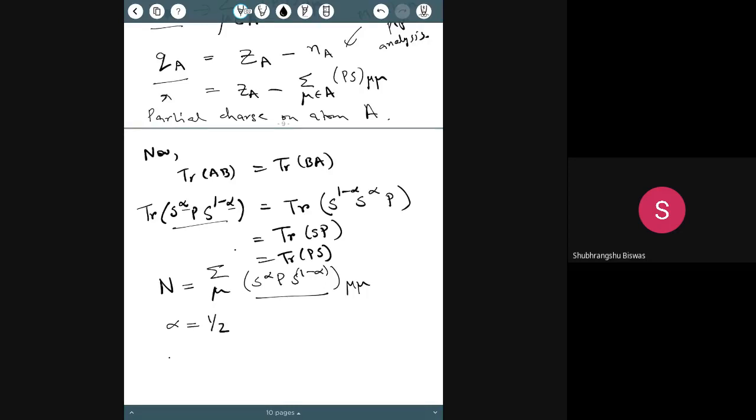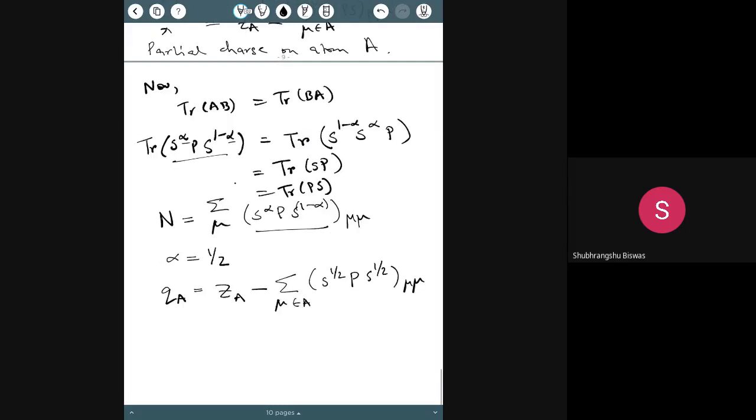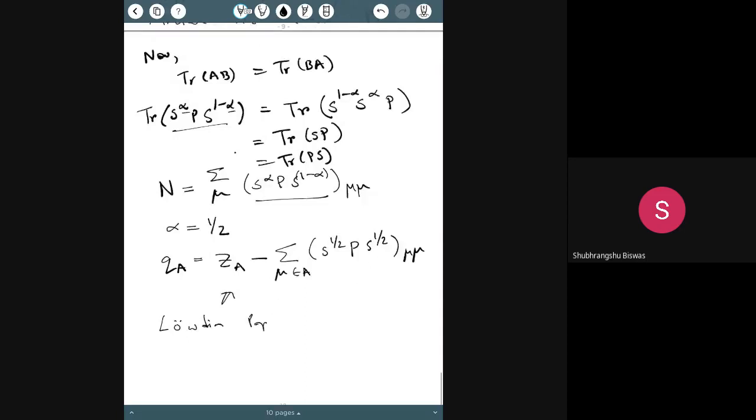And then the partial charge on an atom A is its nuclear charge minus the sum over all atomic orbitals belonging to A of S to the power half, P, S to the power half, mu mu. And this is then called the Löwdin population analysis. Now, there are many reasons for choosing one over the other, or when you are looking for a particular type of molecule, or when you're comparing molecules.